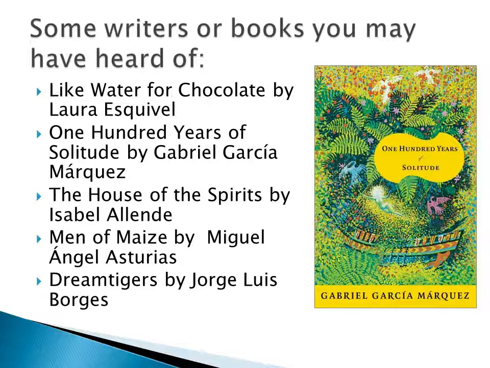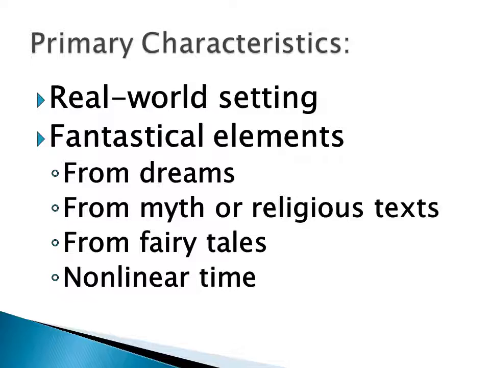So the characteristics that you would generally see: we have the real world setting blended with fantastical elements. And when we say fantastical, we don't mean fantastic like awesome. We mean fantastical as in fantasy. So you see elements from dreams, from myths, religious texts, fairy tales, and we also see a non-linear time frame. So the chronology has to be paid attention to, because that is part of the magical realism a lot of times.